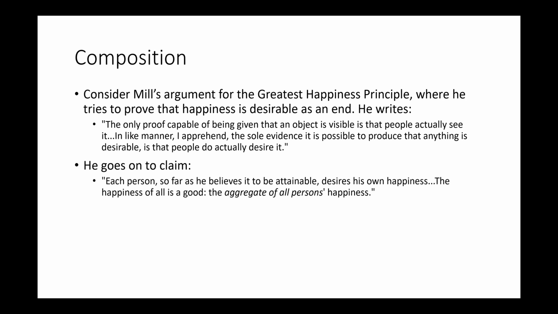The happiness of all is a good, the aggregate of all persons' happiness. So this might be a little bit complicated to see what exactly is going on, but let's try to figure out what exactly the problem is. Where is this composition fallacy being committed here?